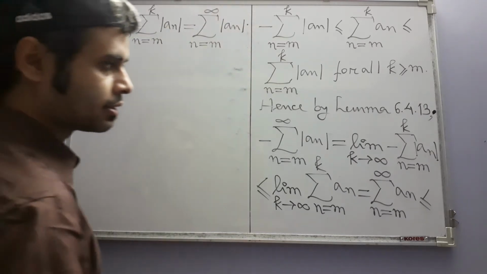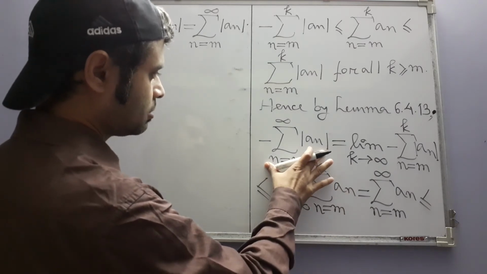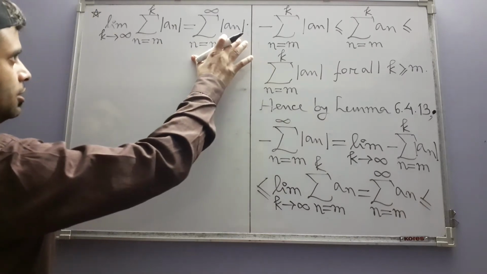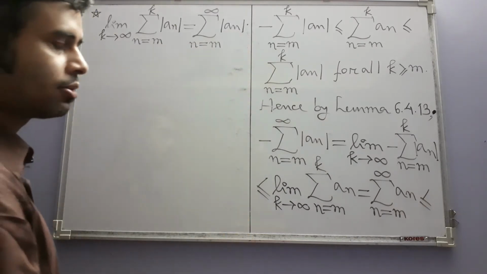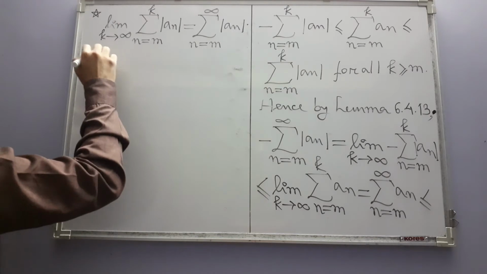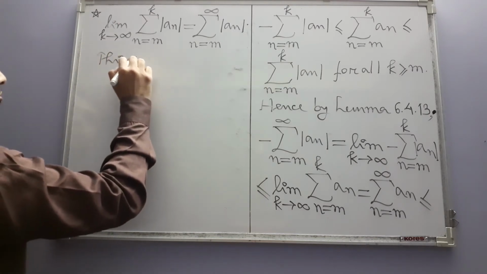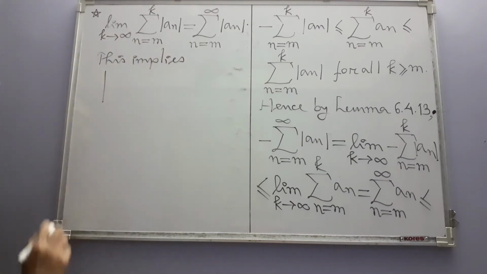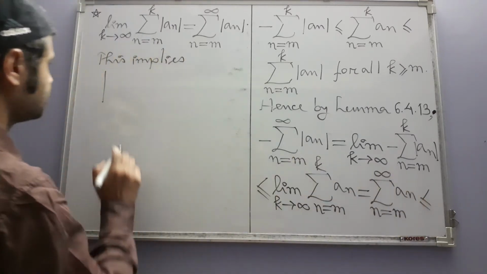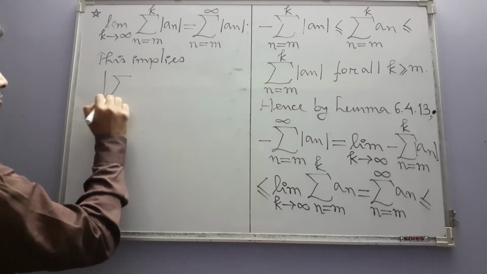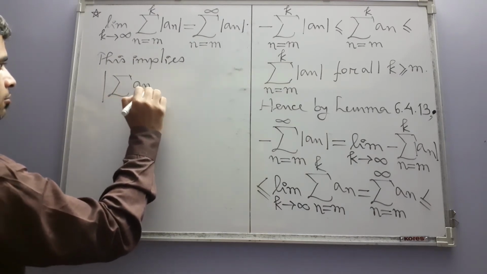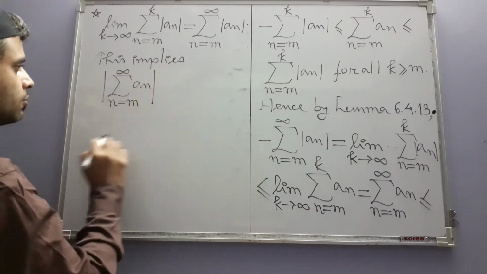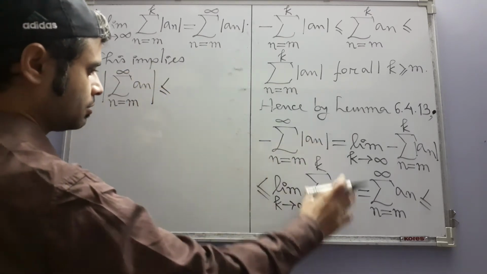So now you look at these three things. This is less than or equal to this, which is less than or equal to this. And after all, they are all real numbers. So this implies that the absolute value of the middle thing is less than or equal to this.